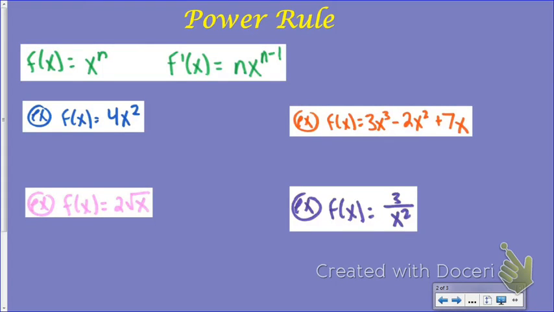Alright guys, today we're going to look at a shortcut for finding derivatives. Instead of using that entire limit definition, sometimes we can find derivatives a simpler way. This is something called the power rule. The power rule is actually pretty easy to use.